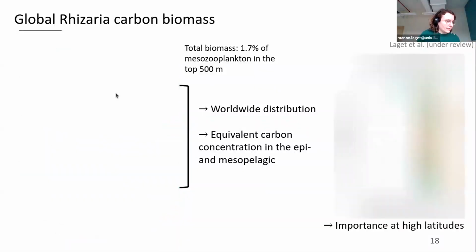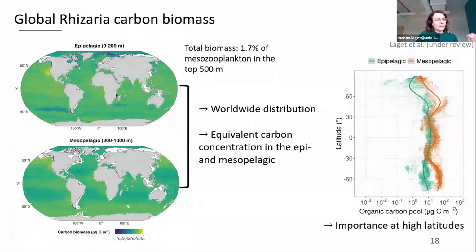Okay. And also we looked at the integrated biomass according to latitude. What we can see is that the biomass is actually also important at high latitudes, for both the epipelagic and the mesopelagic layers. So these results contrast with the previous estimates I showed you, which showed a decline in biomass at high latitudes.